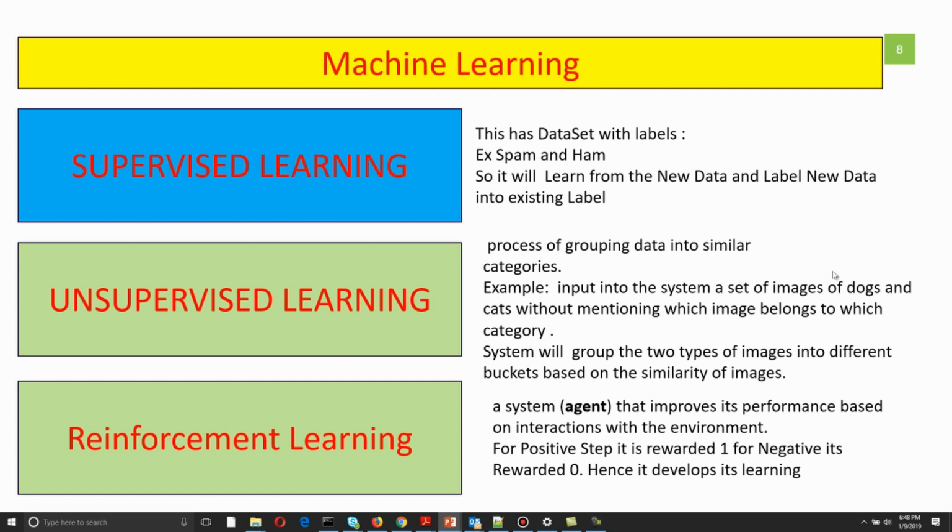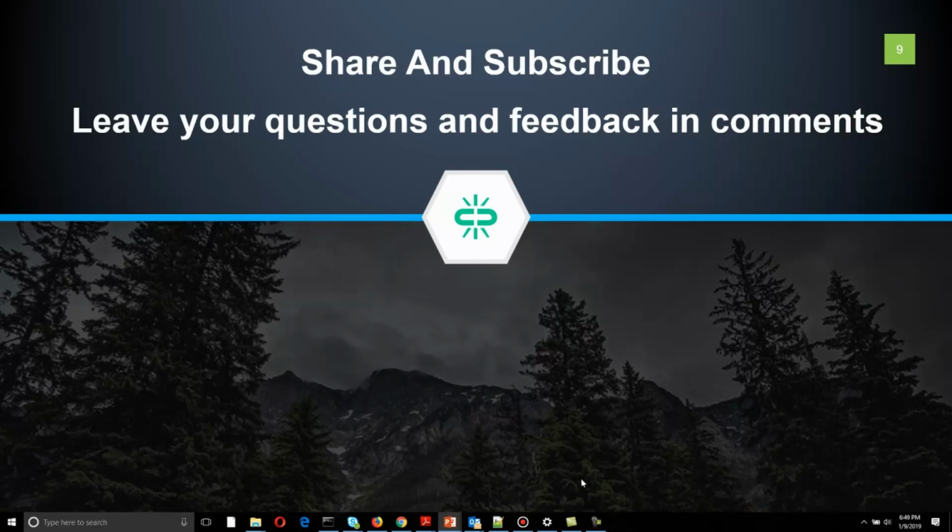Guys, let's summarize this: supervised learning, unsupervised learning, and reinforcement learning. Supervised learning has data sets with labels, right? Unsupervised learning uses clusters, processing the grouping of data into similar categories. And reinforcement learning is where an agent learns the environment and is rewarded with 1, and negatively rewarded with 0. Hence it develops its learning.